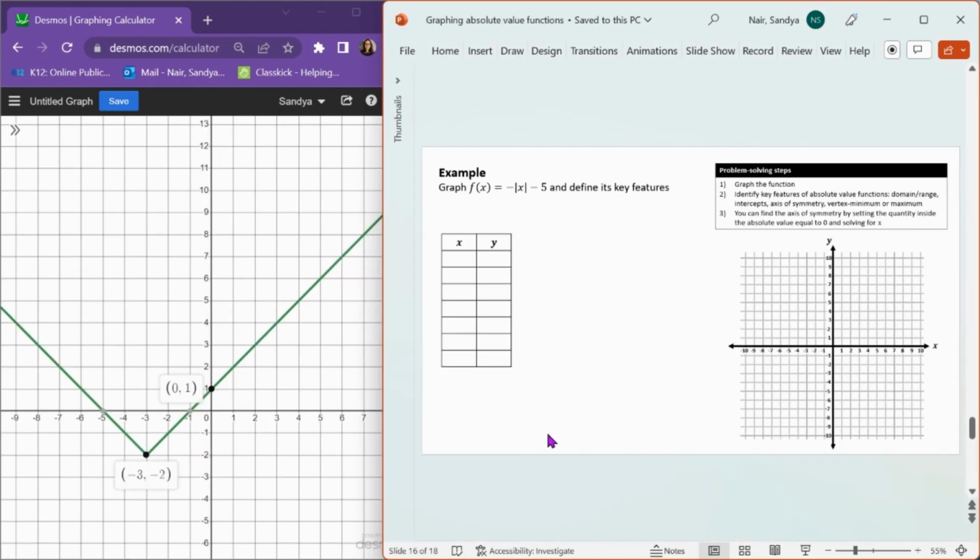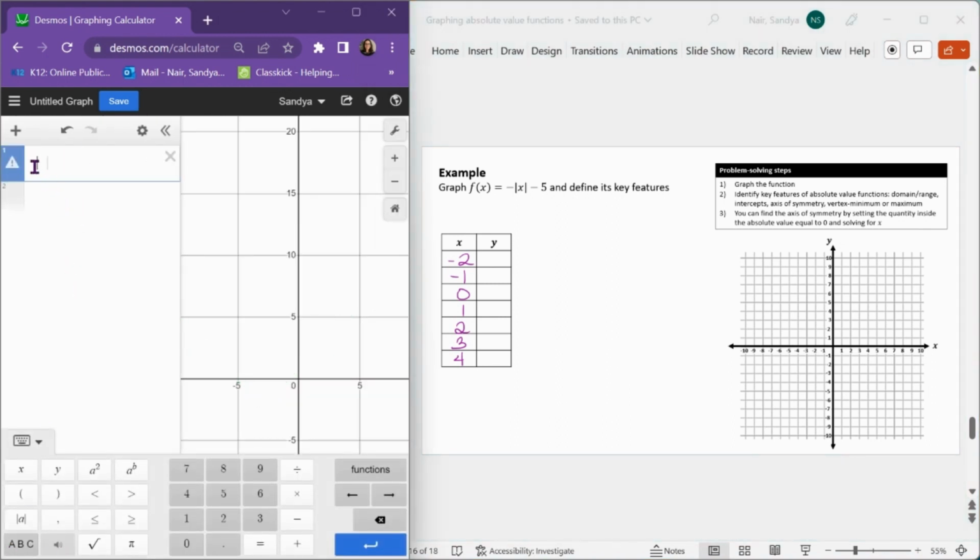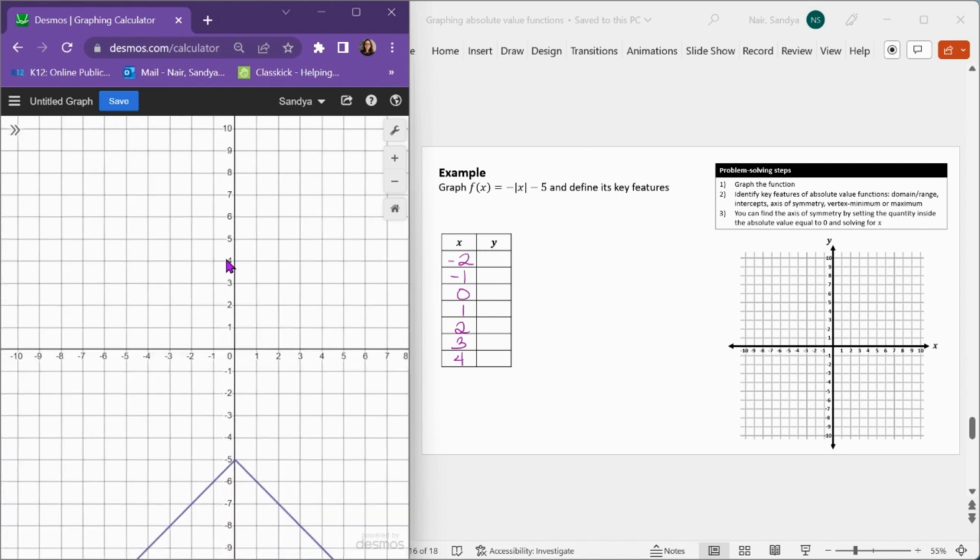So let's try this example. Let's try graphing f of x equals negative absolute value of x minus 5 and define its key features. So I'm going to use these x values to create my graph. So I have -2, -1, 0, 1, 2, 3, and 4. Okay, so if I go ahead and go to Desmos, I'm going to use Desmos on this one to help me out. So I put my negative in front. And so I have negative and then the absolute value of x, and then click out of the absolute value and then minus 5. And you can see this is what my graph is going to look like.